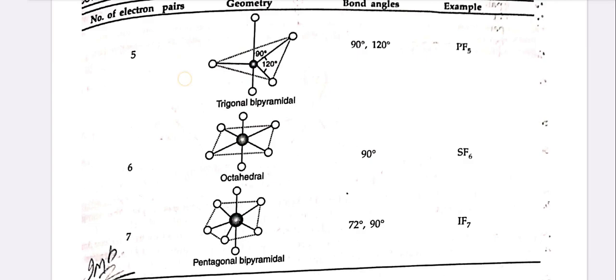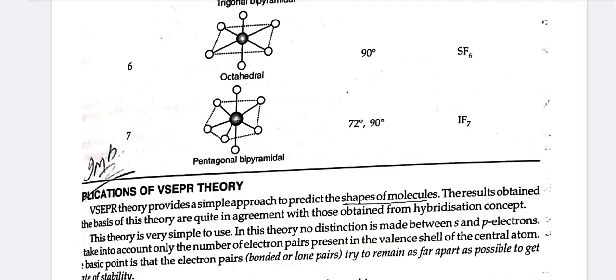Applications of VSEPR theory. VSEPR theory provides a simple approach to predict the shape of molecules. The results obtained on the basis of this theory are quite in agreement with those obtained from the hybridization concept. This theory is very simple to use. In this theory, no distinction is made between s and p electrons. We take into account only the number of electron pairs present in the valence shell of the central atom. The basic point is that the electron pairs try to remain as far apart as possible to get stability.